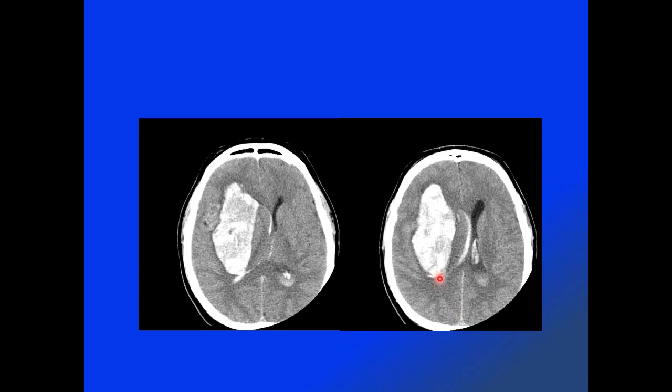This is another patient with a very large right basal ganglia hematoma with a mass effect on the right lateral ventricle and subfalcian herniation. And literature has shown as the size or the volume of the acute hematoma increases, there's a good correlation with poor clinical outcome.